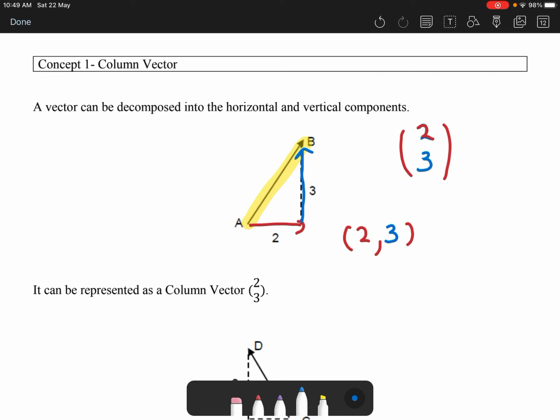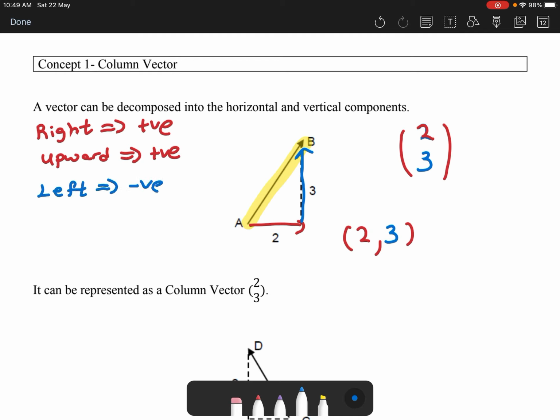Alright, and the direction is very important. Okay? Always remember, when you are pointing towards the right, it is positive. You are pointing upwards, it is also positive. Okay, and of course, the opposite will be negative, right? Left, negative, and downwards, negative.